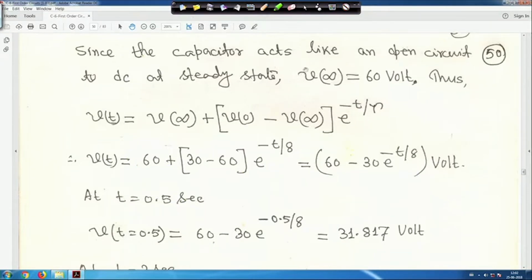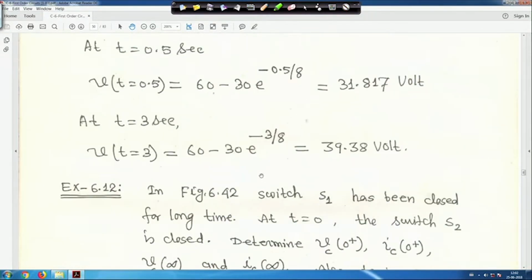And another one is that at t is equal to 3 seconds. So, at t is equal to 3 seconds, you put here v(t) is equal to 360 minus 30 into e to the power minus 3 by 8. So, that is 39.38 volt. These are the answers, right.